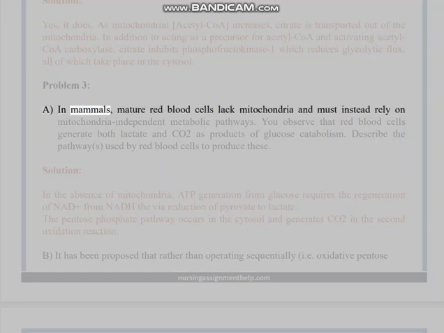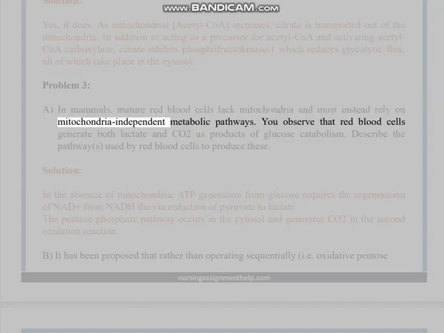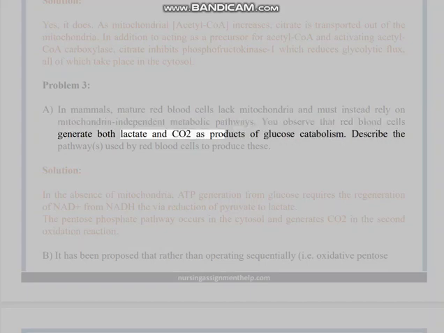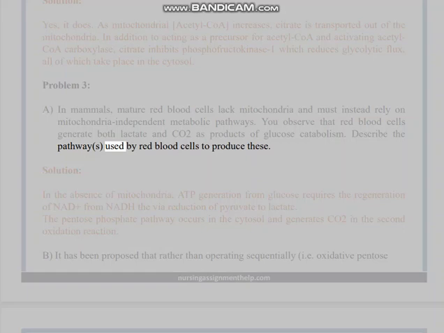A. In mammals, mature red blood cells lack mitochondria and must instead rely on mitochondria-independent metabolic pathways. You observe that red blood cells generate both lactate and CO2 as products of glucose catabolism. Describe the pathways used by red blood cells to produce these.